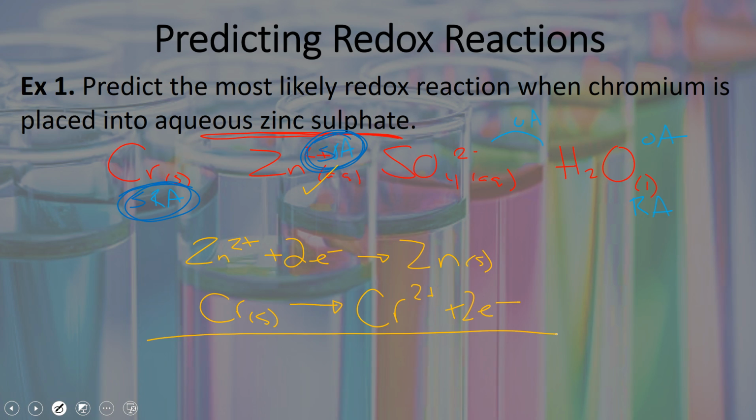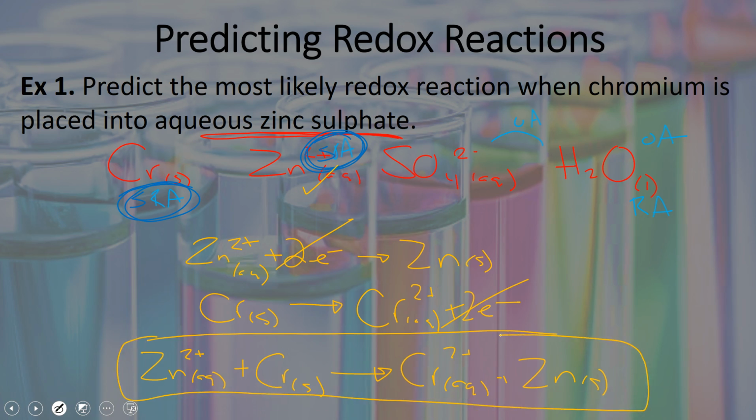Okay? And the last thing I need to do is summarize and say, what is the net redox reaction? As long as the electrons are balanced on the reactants and the products, I'm just summarizing similar to what we have done previously. So the zinc ions, sorry, I should put aqueous. Zinc 2+ aqueous is reacting with chromium solid to produce chromium 2+ aqueous ions and zinc solid. And that is my reaction.